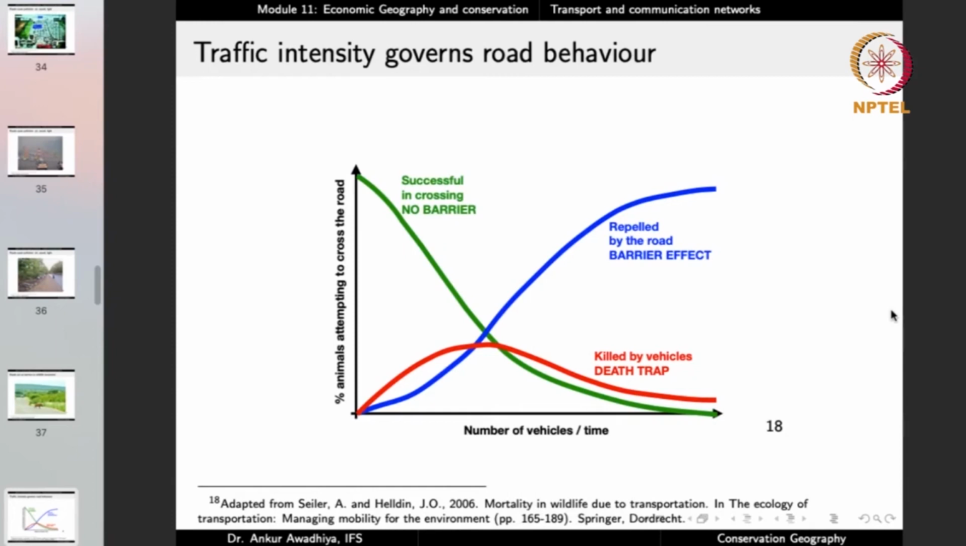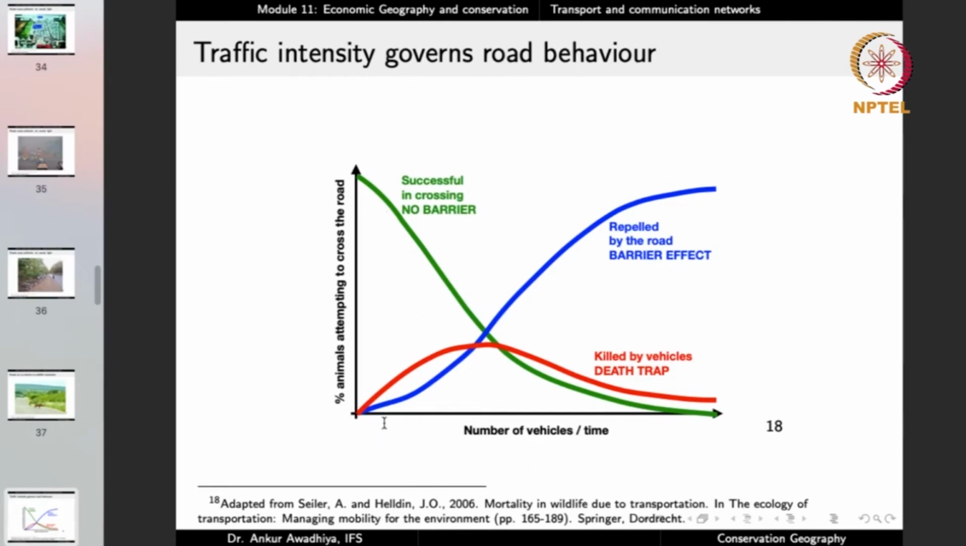Now, this barrier effect is governed by the traffic intensity. If you make a plot between the number of vehicles plying on the road per unit time, or the vehicle density on the road, versus the percentage of animals that are attempting to cross the road, we will find that there are three different stages that can occur when the vehicular density increases.